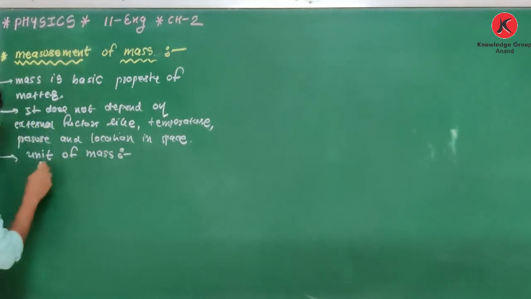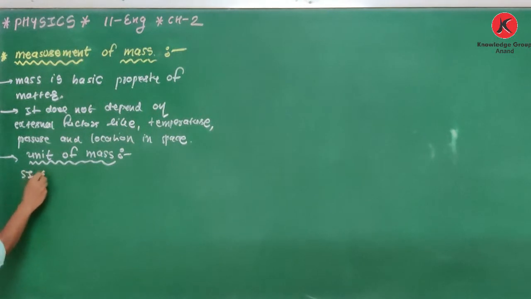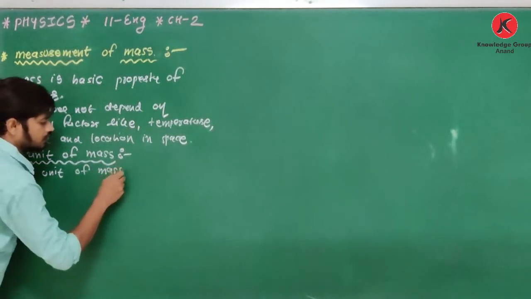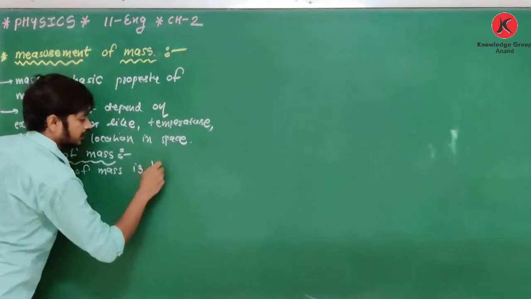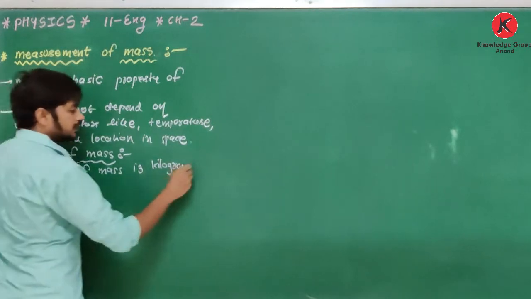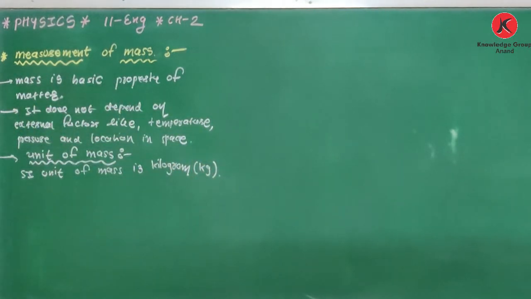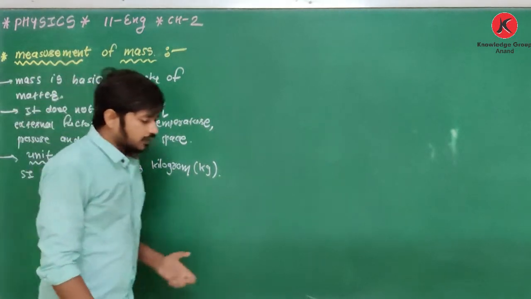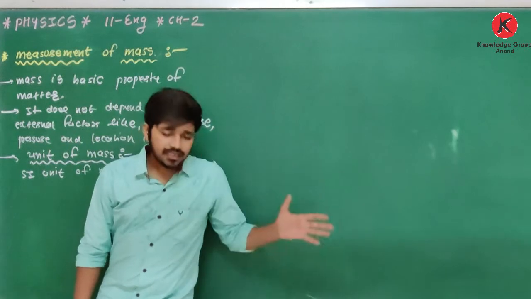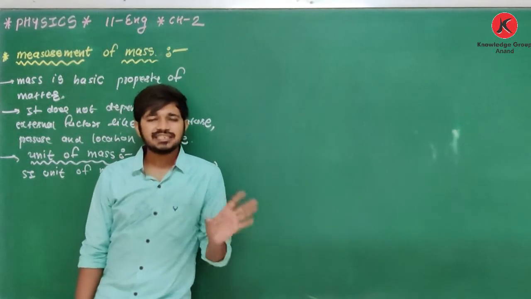Unit of mass. So yes, the SI unit of mass is kilogram. And it is denoted by kg. Kilogram, that is the SI unit of mass. Yes, my mass is 57 kg, so the unit kg is appropriate.